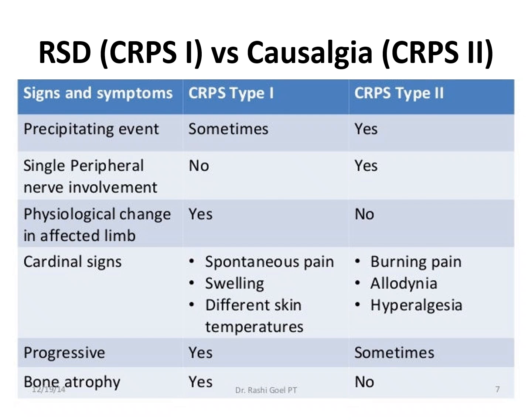But in case you were interested in distinguishing between CRPS1, previously known as reflex sympathetic dystrophy, and CRPS2, causalgia, here are the two of them side by side. CRPS1, there may be a precipitating event. The injury might be trivial. It might have been forgotten. There's no single peripheral nerve involved.